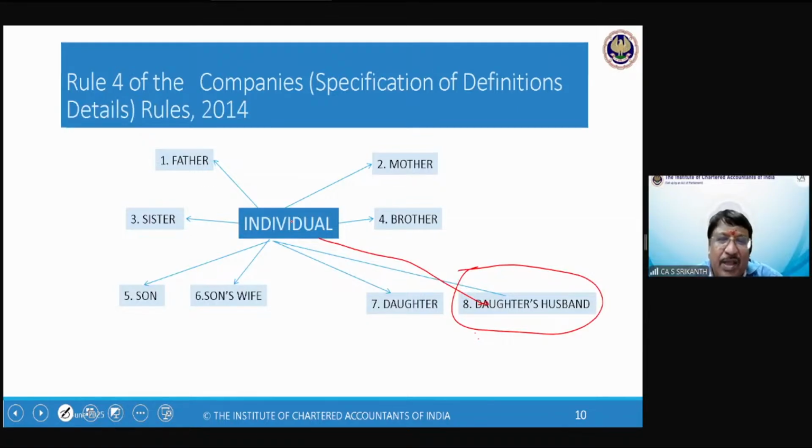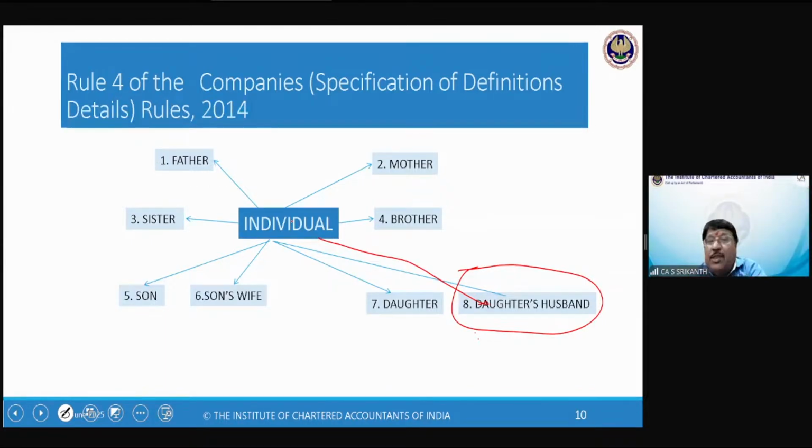Anyway, be careful in the examination when relatives are mentioned. Try to visualize this and keep it in your mind and see whether this fellow comes there. In fact, in our institute exam, once in Section 188, they had blindly given brother-in-law.